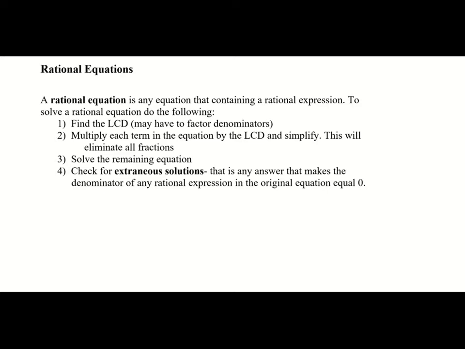Now, one thing you do have to be careful about is once you solve that equation, we do have to check for extraneous solutions. These are solutions that would make the denominator 0 in any of our rational expressions. So that is one thing we want to double check, because we don't want to turn our denominator into a 0 because it makes it undefined.